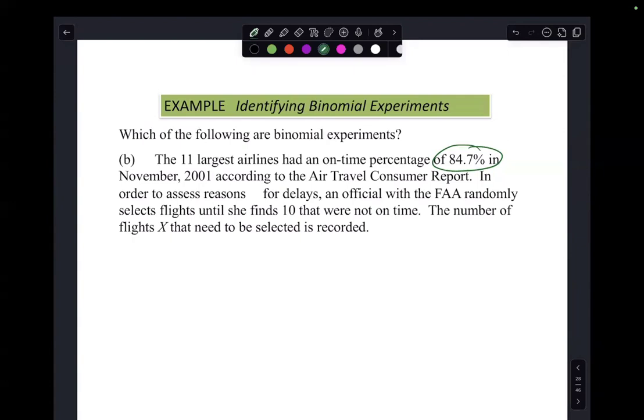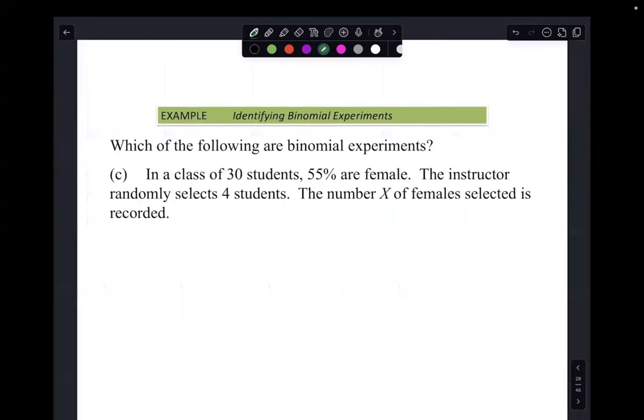taking 10 out would be a fixed number. So if I only looked at 10 flights, yes, it'd be fixed. If I took the first 10 flights and calculated how many were on time, that would be a fixed number. All right, let's look at the next one.